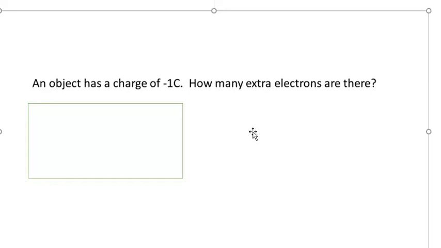Now, first of all, I can't ask the question, how many electrons are in this object? We have no idea, right? Because charge can only tell us how many more or how many less we have. So I don't know how much mass it has or anything else about it. All I know, the only thing I can ask, is how many extra electrons are there. And we don't need to memorize the answer to this question, but we need to understand what we're saying when we have a number like this.